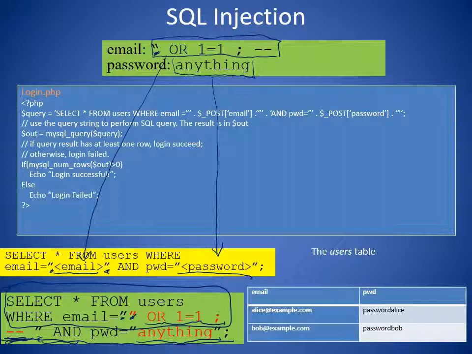And then what does this SQL statement mean? Basically, this SQL statement is going to select all the records from the table users where the email equals an empty string or 1 equals 1. What does it mean? 1 equals 1 will always be evaluated as true, and since it is connected with the email equals empty string by or, the condition will always be evaluated as true.